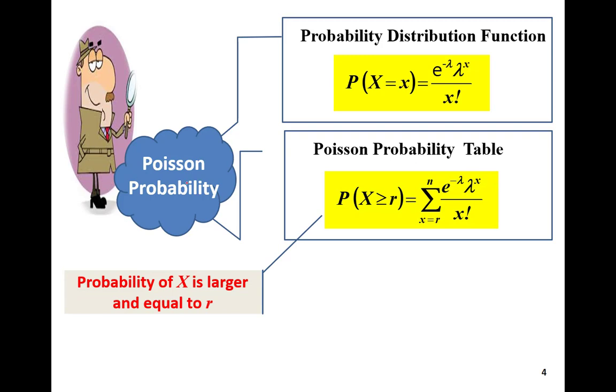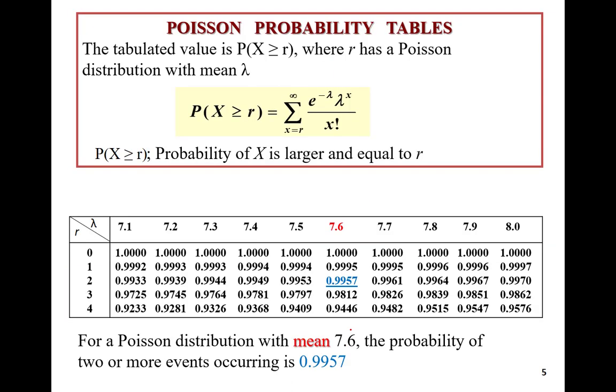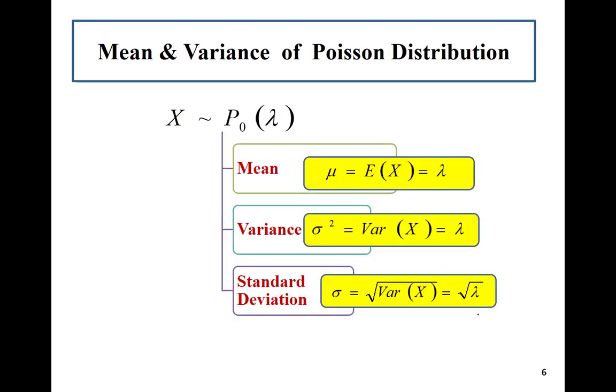To find probability for Poisson distribution, we have two ways. The first way, we are going to use the formula, only for the notation equal. And then we are going to use the table. The notation in the table is greater than or equal. This one is an example of a table.